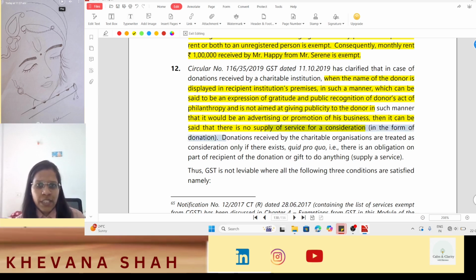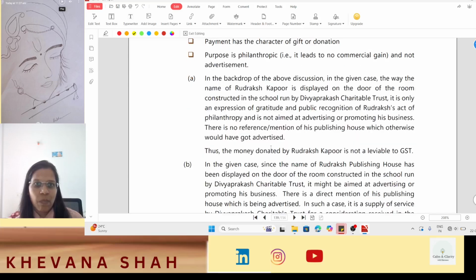Now, donations received by charitable organizations are treated as consideration only if there exists a quid pro quo, that is, something in return for something. So when there is an obligation on the part of the recipient of the donation or gift to do anything, then that will be treated as supply. So in the second case, what is happening is they are writing the publishing house, so they are in a way promoting or advertising the business. So in that case, GST will be leviable.